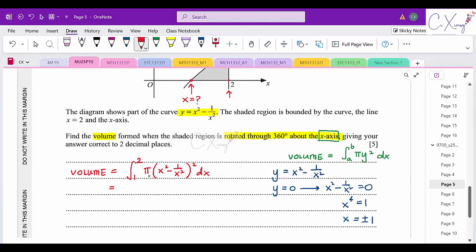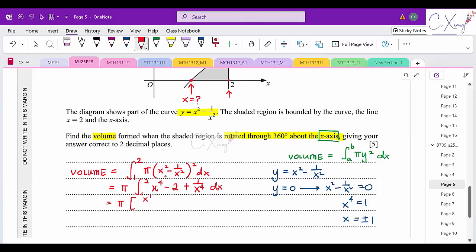Okay? After we successfully solve the equation, then we can start the integration. Pi is a constant. Usually for me, I prefer to take it out from the integration part. For this bracket x squared minus 1 over x squared, you cannot directly integrate it like that. You have to expand it first. So you're having x power 4 minus 2ab means negative 2, plus b squared, so you're having 1 over x power 4. Okay, after you expand it, only you start the integration.